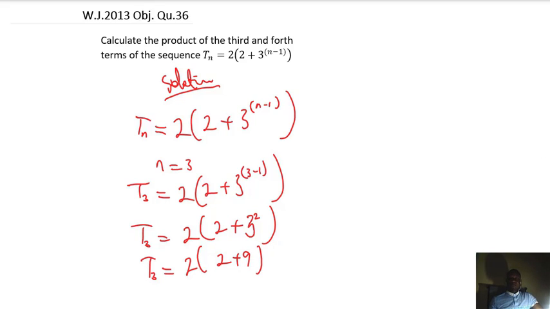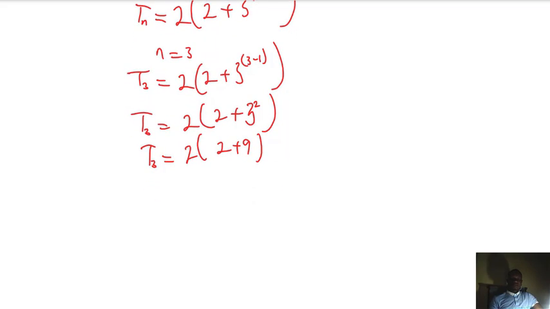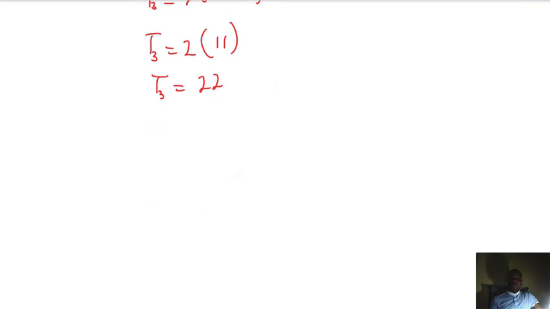So we have the third term being equal to 2 times 2 plus 9, which will give us 11. So we have the third term equal to 22, because 2 times 11 will give us 22. Okay, let's find the fourth term. The fourth term is whereby n is equal to 4, and the formula is going to be T4 is equal to 2 times 2 plus 3 exponent 4 minus 1.